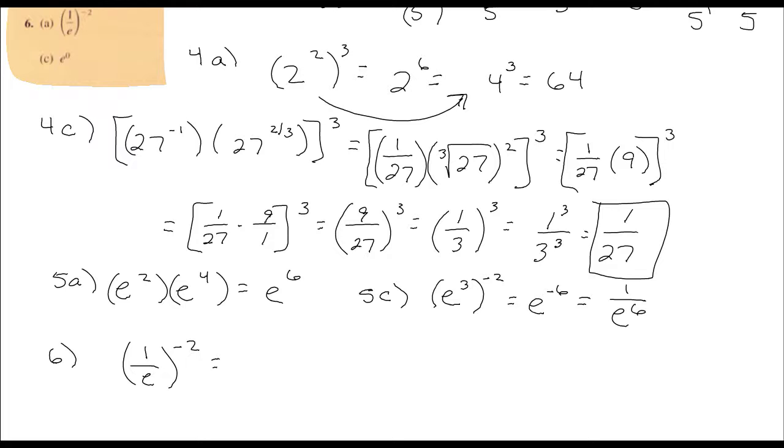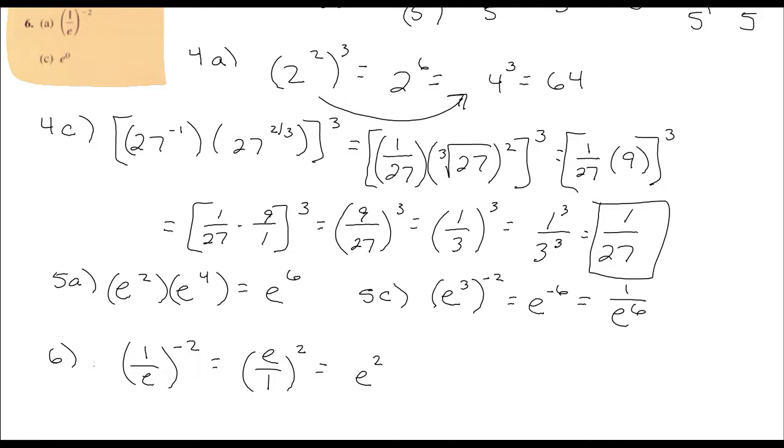Okay. Now, with the negative exponent, what you can also do is, if it's a fraction, you can flip the entire fraction and use it as a positive exponent. Okay, and then e over 1 is just e, so your answer is e squared.